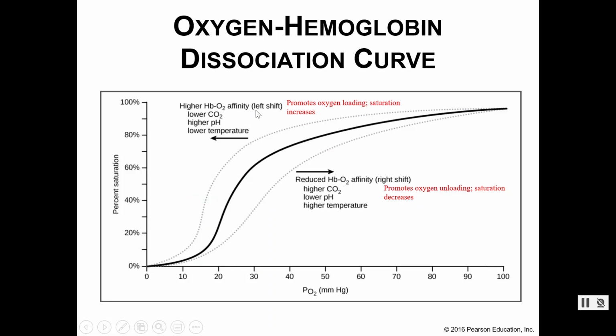Right shift and left shift. I didn't make that up. All of these would be the unloading. And then our other three are low CO2, our high pH, our low temperatures, things like that. That promotes loading. So we're going to save that oxygen, and this gets us a left shift.